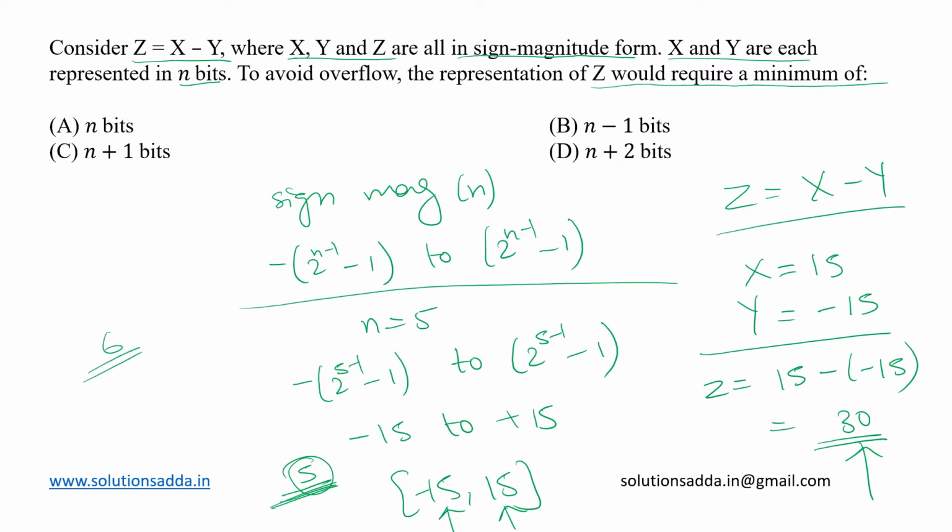Hence we just proved the statement that if x and y are both n bit numbers, then their subtraction might result into an n plus 1 bit number. Hence the minimum number of bits that z would require in order to represent this computation correctly would be n plus 1 bits if x and y are both n bit numbers. Hence we would go with option C, that is n plus 1 bits.